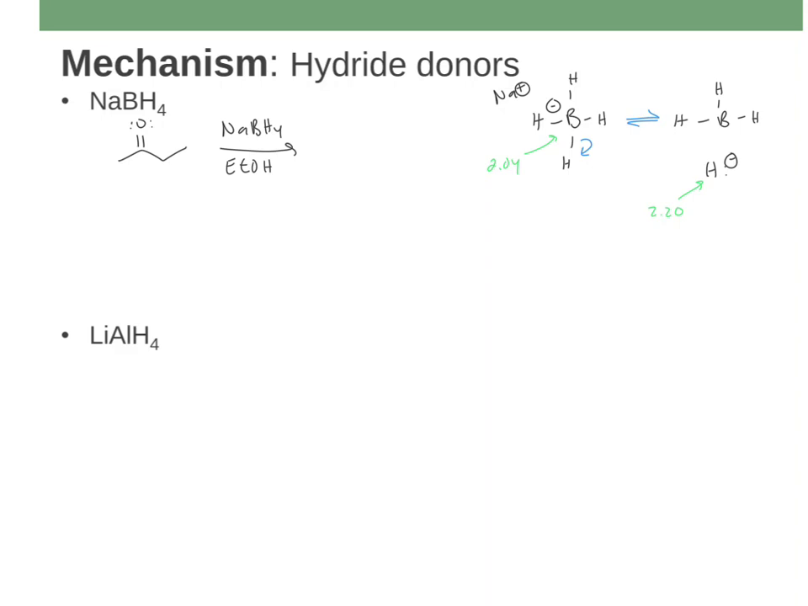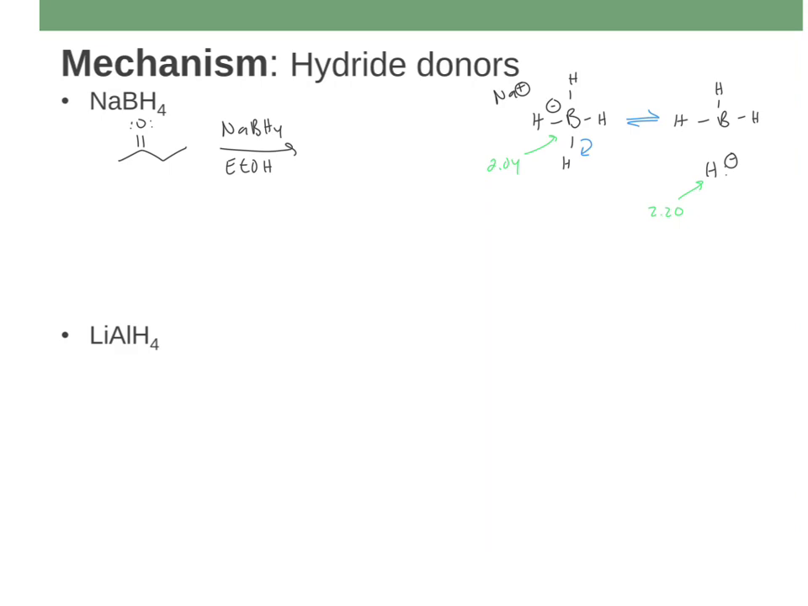Like I said, you kind of lose the octet, which makes it not great. And so you have kind of this equilibrium. You can think about it as the H leaving as a hydride, popping back onto the boron to become the borohydride, and then back and forth and back and forth. So as far as mechanisms go, I don't care if you show me the hydride itself attacking the carbonyl, or if you show me the BH4 thing attacking the carbonyl. Let me show you what I mean by that.